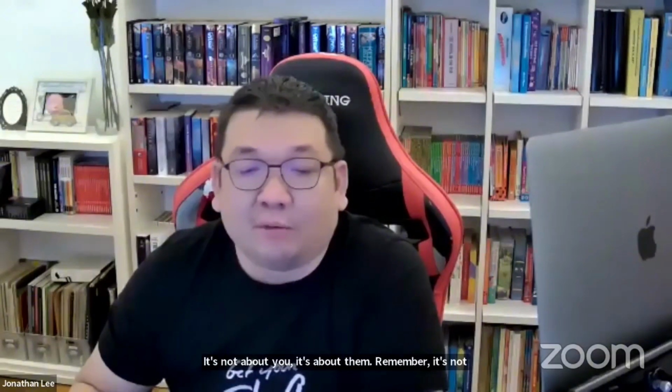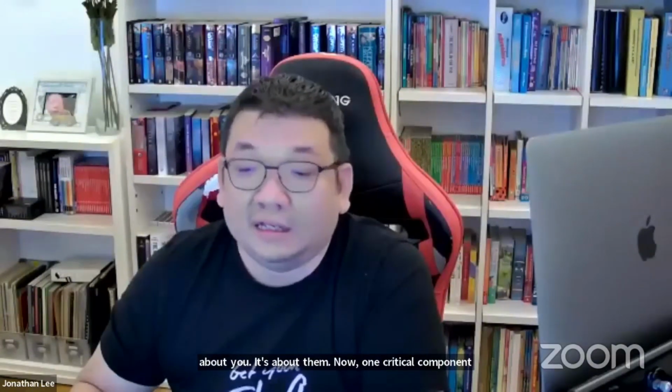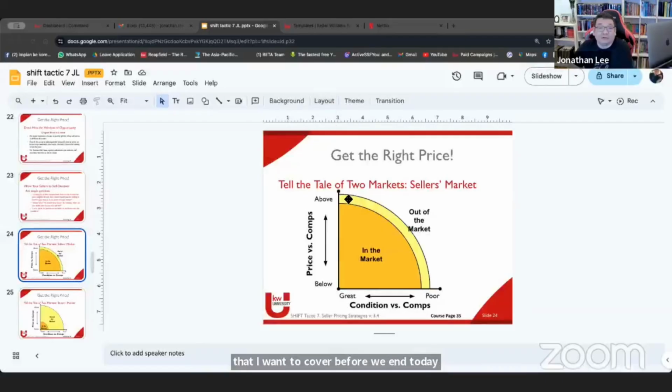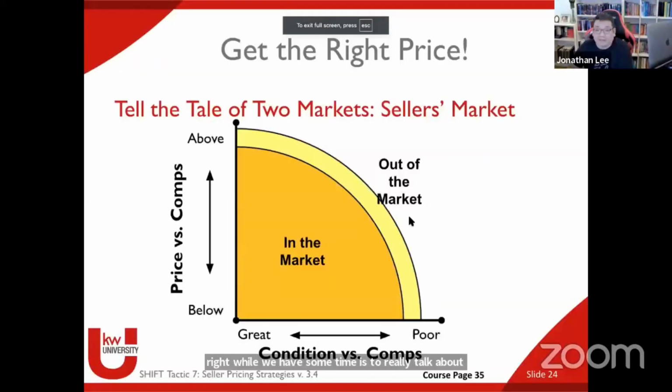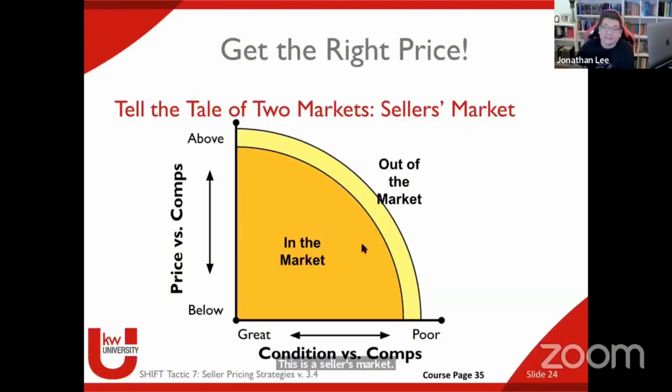Now, one critical component that I want to cover before we end today, while we have some time, is to really talk about the tale of two markets. We need to understand the tale of two markets here. This is a seller's market. In a seller's market, the price boundaries are always very big, a very huge price boundary, right? So everyone wants to sell, everyone will be looking at a higher price in the market.